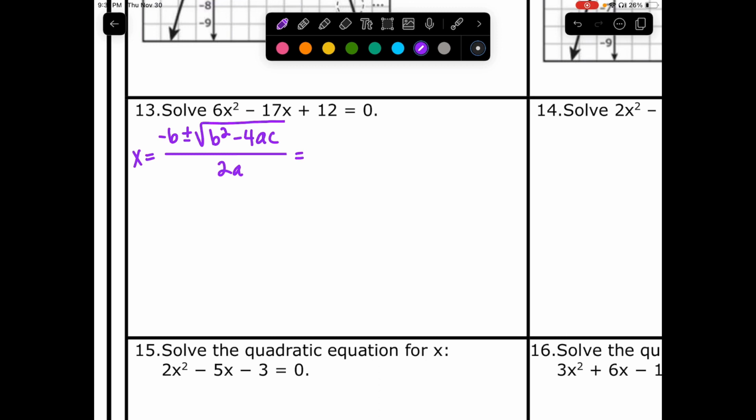All right, so don't forget this is A, this is B, and this is C. So negative 17 becomes positive 17 plus or minus the square root of negative 17 squared minus 4 times A, which was 6, times C, which is 12. All that's going to go over 2 times 6.